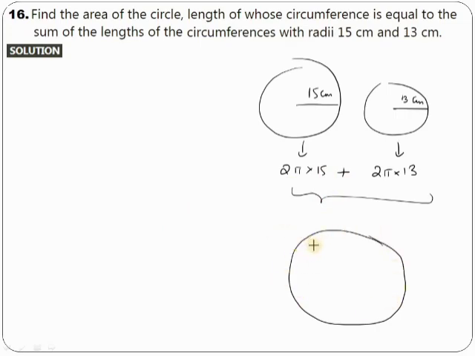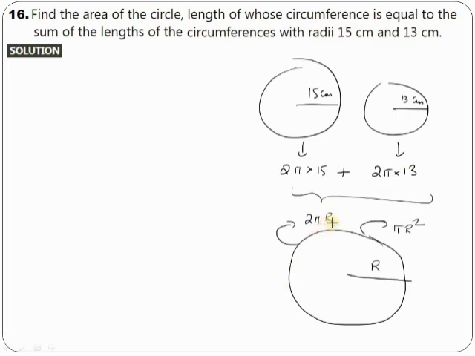Now the question is asking you to find the area of this biggest circle. I don't know the radius of this biggest circle. So if I call the radius r, then its area will be pi r square, isn't it? And its circumference will be 2 pi r. And this circumference is equal to the sum of this and this. That's what the question says.